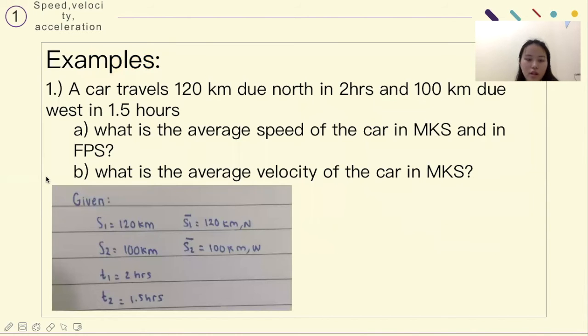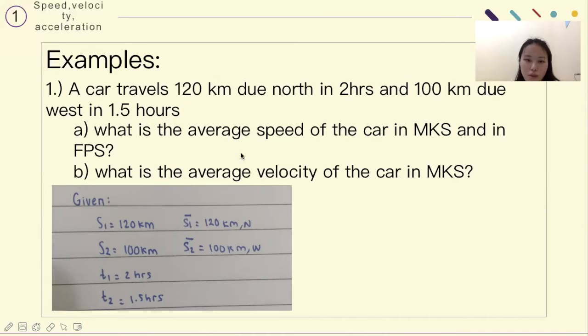So here are examples of speed, velocity, and acceleration questions. Number 1. A car travels 120 km due north in 2 hours and 100 km due west in 1.5 hours. Question A. What is the average speed of the car in MKS and in FPS? Question B. What is the average velocity of the car in MKS? So, we have the given here.